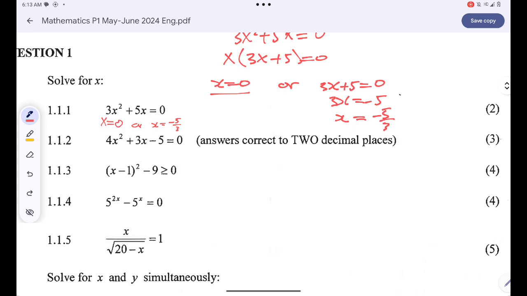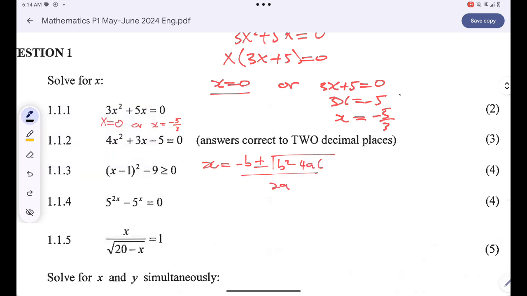Okay, for the second question, we are being asked to solve for x again, but now they told us that we must leave our answers rounded off to 2 decimal places. Once you see this statement, guys, please always know that you don't have to factorize. Are you together? You don't have to factorize. You just have to use your quadratic formula. Your quadratic formula simply says x is equal to minus b plus or minus the square root of b squared minus 4ac, all over 2a.